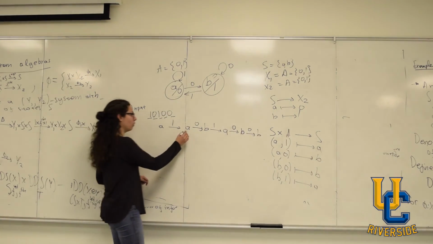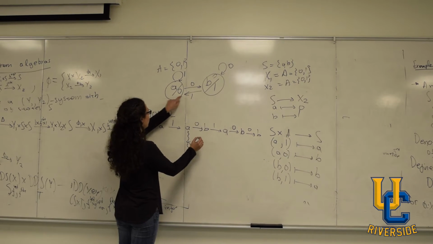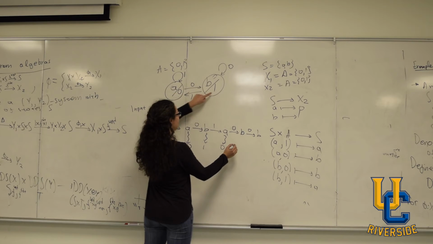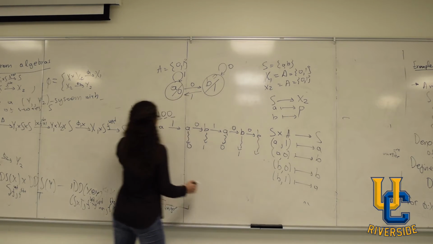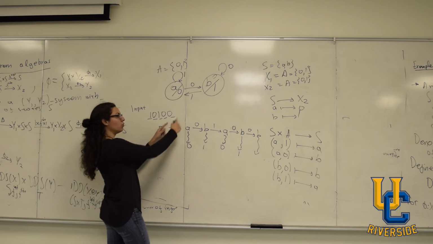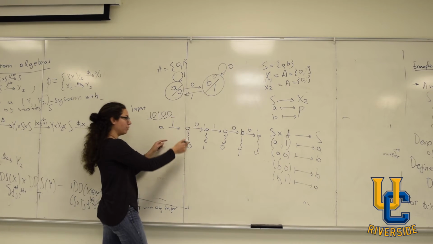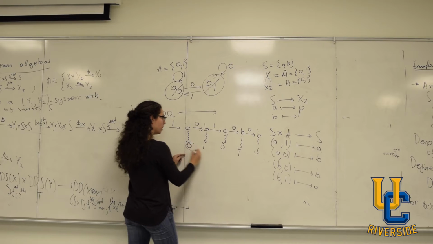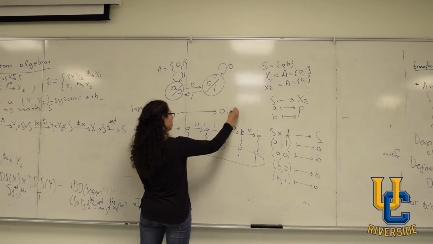So, what does A output? 0. What does B output? 1. What does A output? 0. What does B output? 1. What does B output? 1. I'm not taking this into account because I need to start seeing outputs. Output happens 1 clock tick after the inputs. So this produces to the outside world this stream, which is 0, 1, 0, 1, 1.